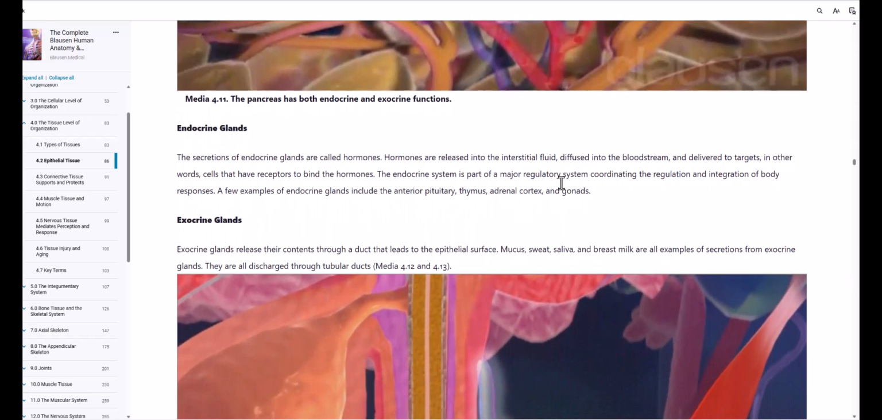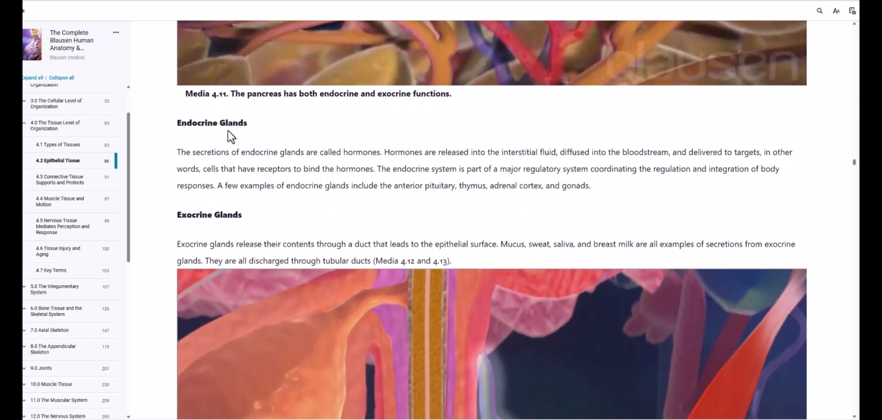We're not going to spend any extra time here talking about endocrine glands. We will talk about the endocrine system later on. What we will be discussing, though, in this section are exocrine glands. Now, exocrine glands, again, are releasing substances out of the body to an epithelial surface.